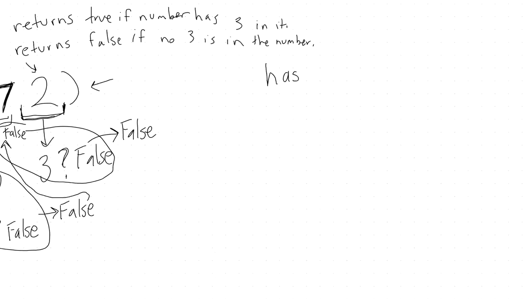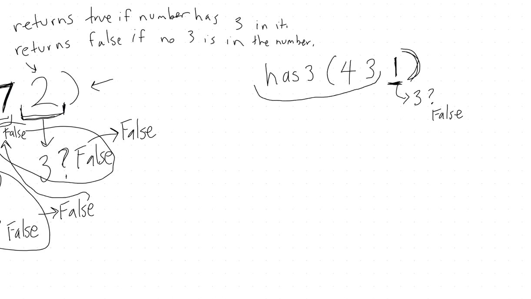Let's say I pass in 4, 3, 1. So for this one, similar to what we did previously, we can only look at the last digit and ask, is this 3? And that's false. So since we know that part is false, we have to keep going. And now we have to ask, does 43 have a 3 in it? We look here at the last digit. That is true.